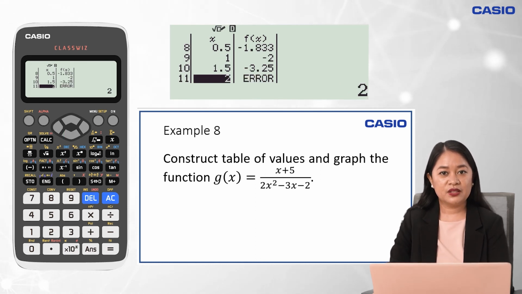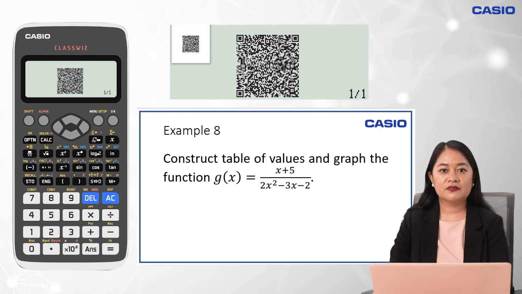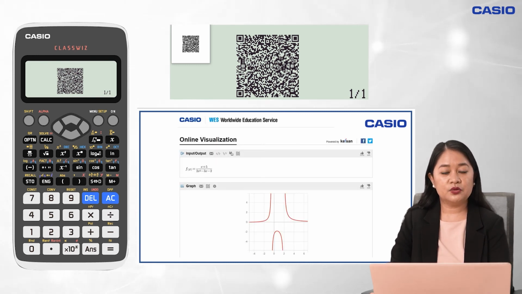And for the graph, press Shift and Option. Then, scan the QR code flashed on the screen. Again, you will be directed to Worldwide Education Service of CASIO that presents the graph of the given function. With this graph, it verifies that the domain is the set of all real numbers except -1/2 and 2, and so the vertical asymptotes are x equals -1/2 and x equals 2.